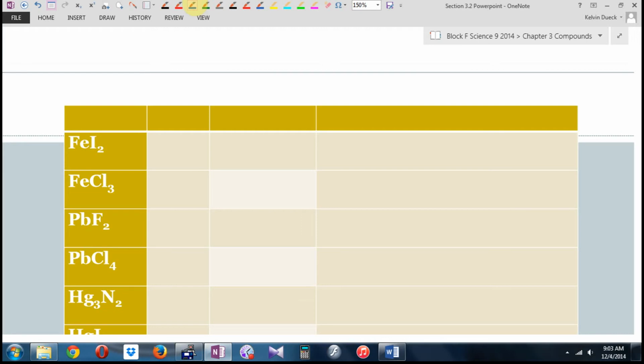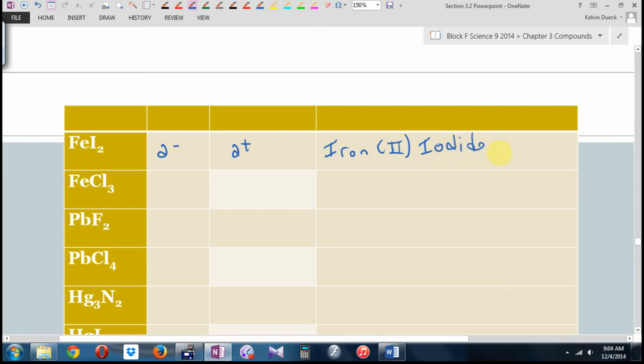What's the total negative charge I have, Rihanna? So I have to have that. How many irons did they give me? Oh, so you know what? That 1 iron has to have a charge of 2+. This must be iron 2 iodide.